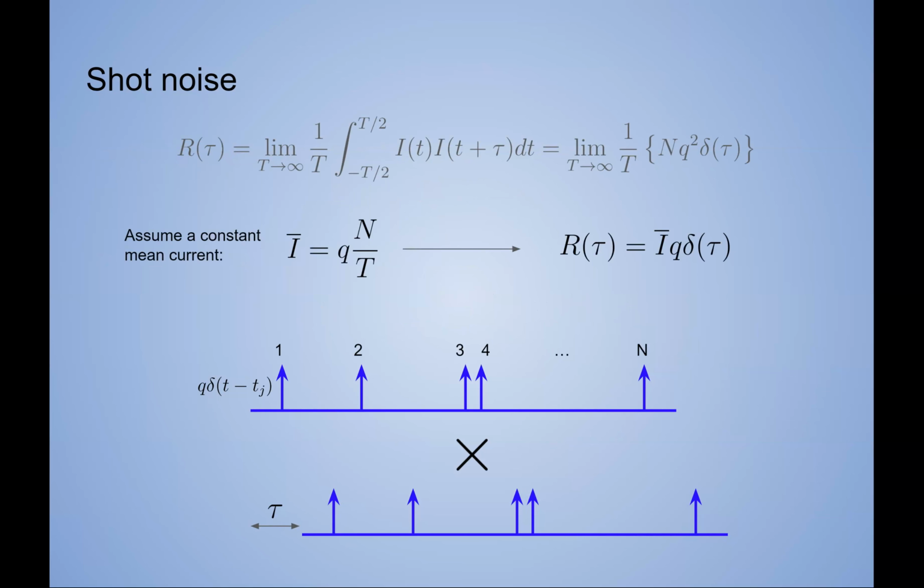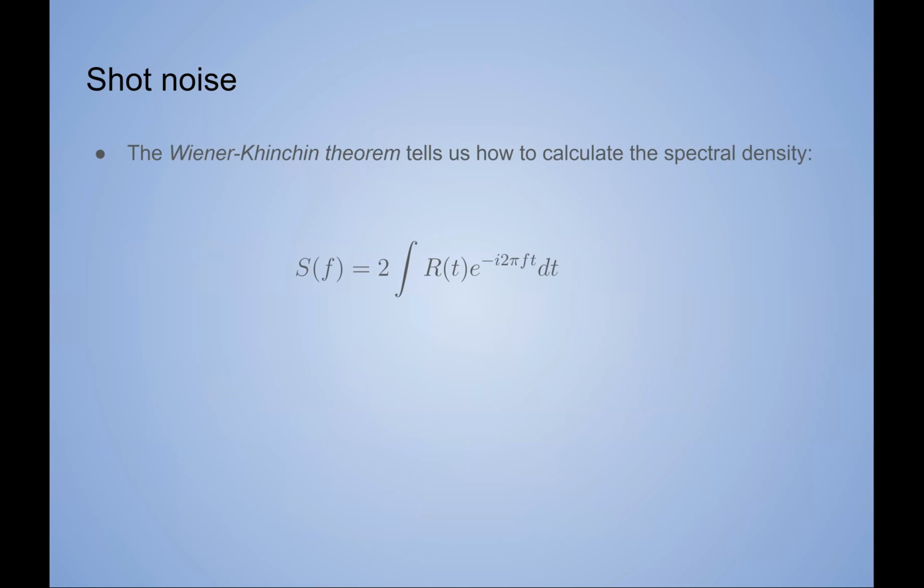And like I said, we assume a constant mean current, which just means you can define this I bar term, which is your number of charges per time. And the autocorrelation function is just that times the charge times a delta function. And that makes it really easy to calculate the spectral density through the, how do you say, Wiener-Khinchin theorem? I think that's how you say it. Basically, the spectral density, or the noise power at each frequency, is the Fourier transform of the autocorrelation. I think that's the proper statement of that.